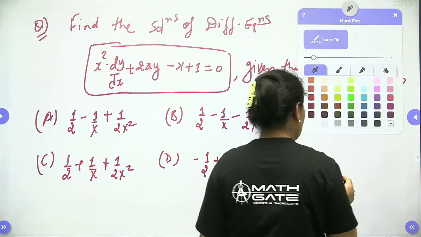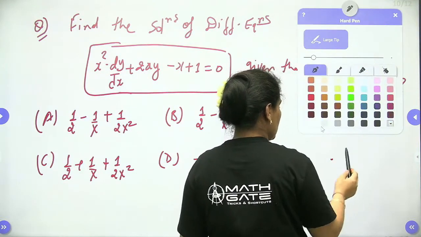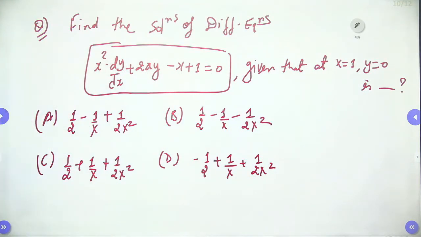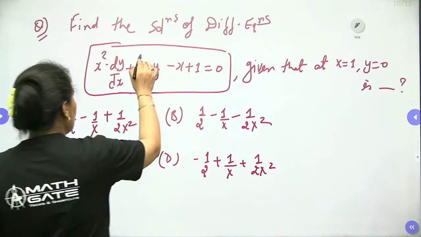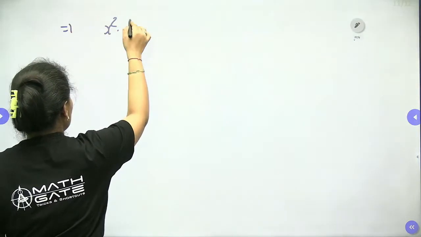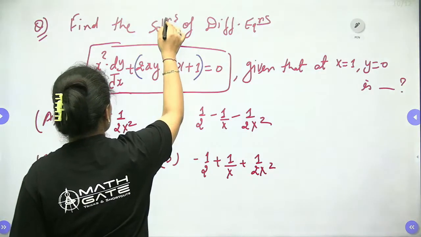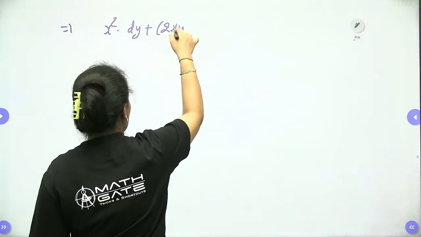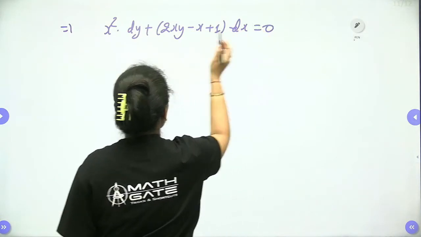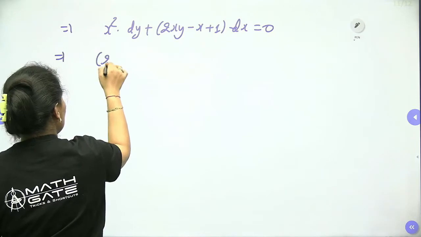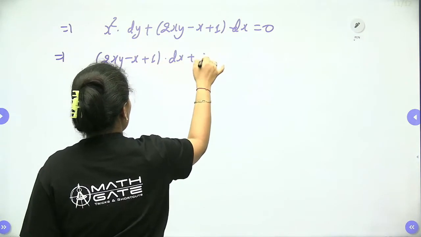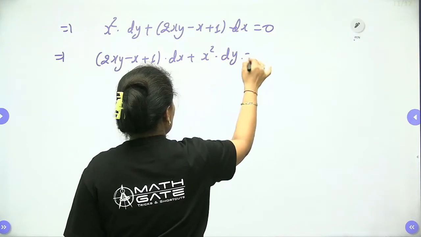So let's approach it, guys, how we can go with this question with the help of the exact equation. First of all, we have to write this question in a different manner, because right now it is not exact. We can say we have x square dy plus 2xy minus x plus 1 dx is equal to 0. More simply, write it as 2xy minus x plus 1 into dx plus x square dy is equal to 0.